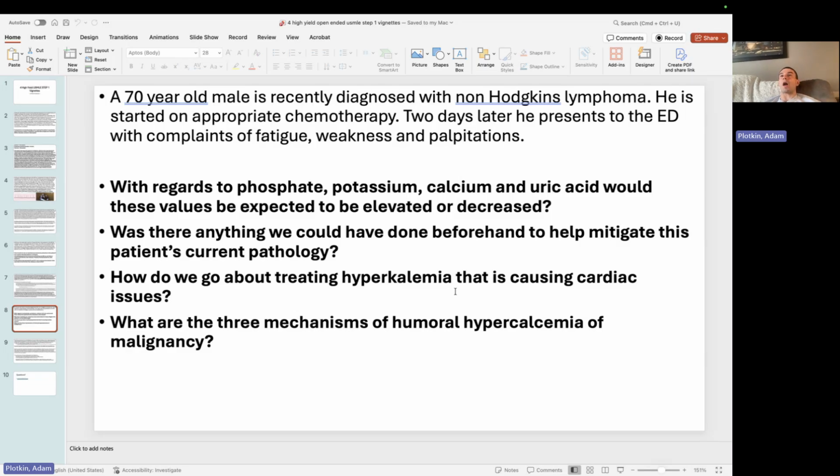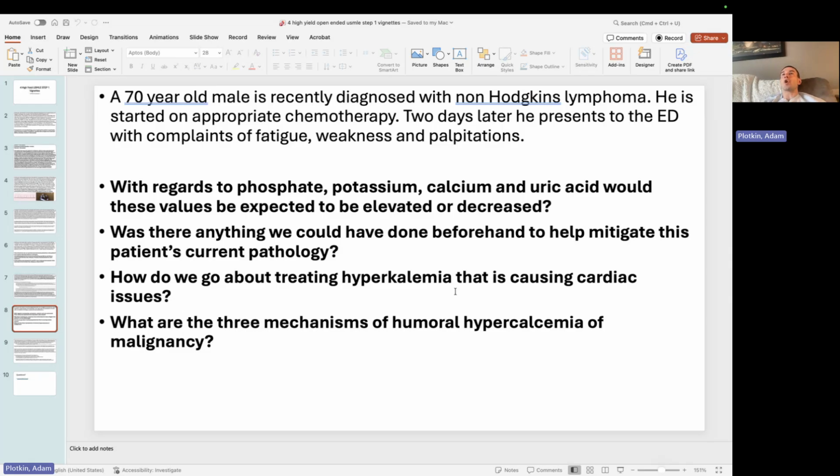So with regards to these, phosphate should be high, potassium should be high, uric acid should be high, but calcium actually tends to be low, right? The calcium tends to be low because some of the phosphate will bind to it in the gut, but then calcium also likes to deposit into different organs, especially the kidneys. So a lot of the free calcium is going to be bound up in organs as well. So the calcium is going to end up being low. So in tumor lysis syndrome, the phosphate, potassium, uric acid are elevated, and the calcium tends to be low.